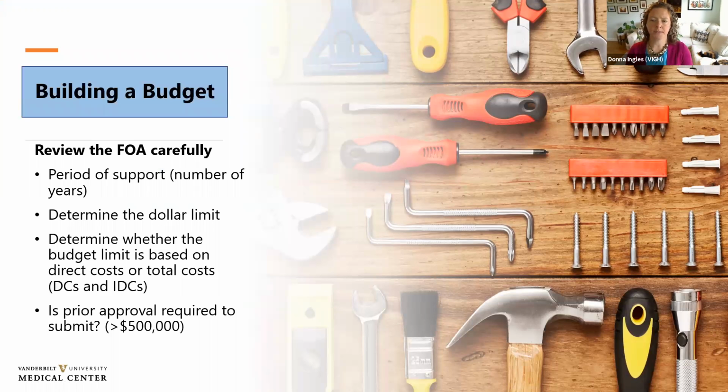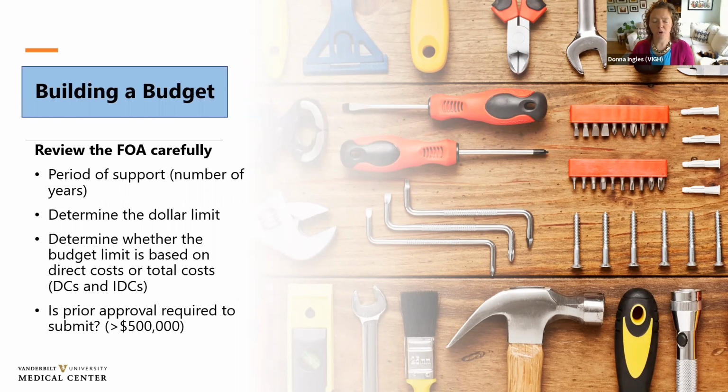So the very first step when you build a budget should be to review that funding opportunity announcement. You have to understand the restrictions from the sponsor. Hillary went through with you how to really look at a funding opportunity announcement, but you really want to make sure that you pick out all of the components that are related to finance.